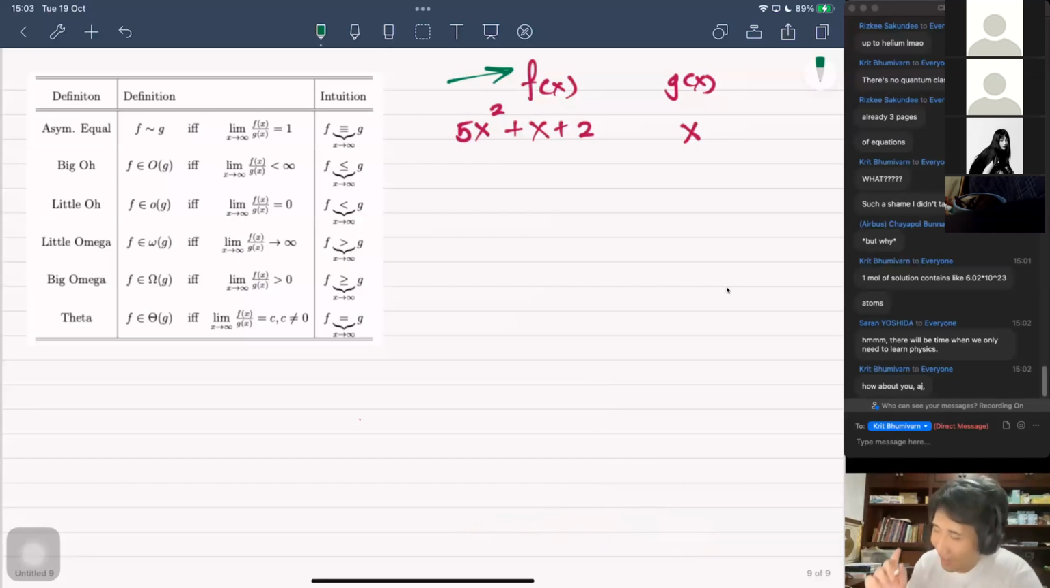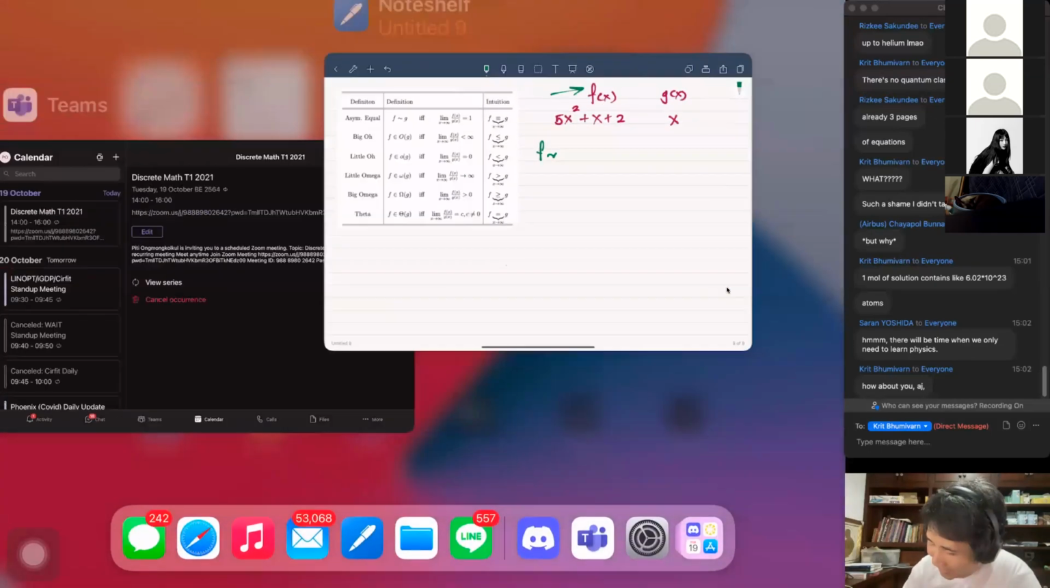So let's do this one. I want to answer the following question: is F asymptotic? Oh my God, the pen. 2 seconds.